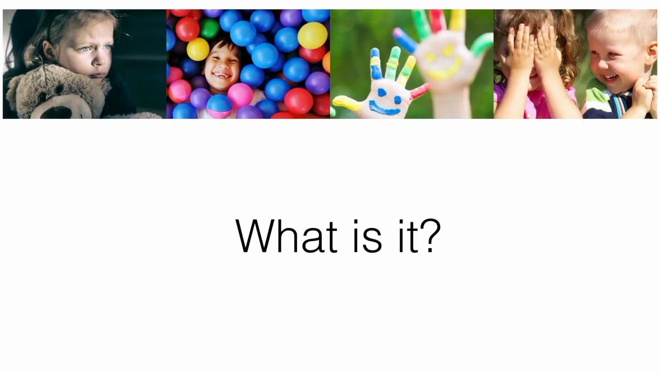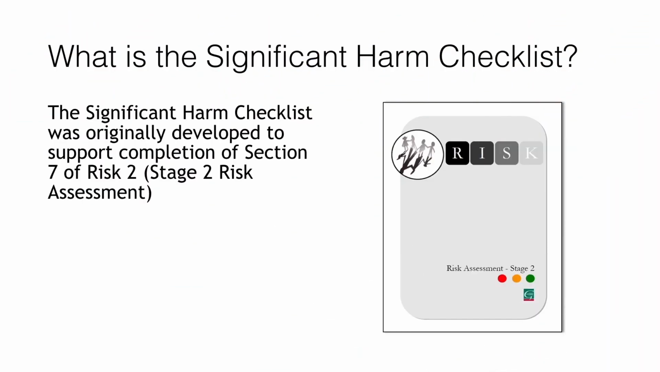This section explains the significant harm checklist, what it does and where it fits in the various processes. We developed the significant harm checklist originally to help practitioners complete Section 7 in Risk 2. This section records the aspects that may make harm significant. Stage 2 risk assessment, or Risk 2 as it is often called, was developed as part of the risk model. It was a 2-stage model to assist in the identification and assessment of significant harm in children's social care.